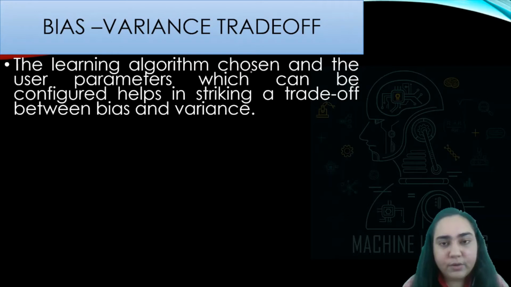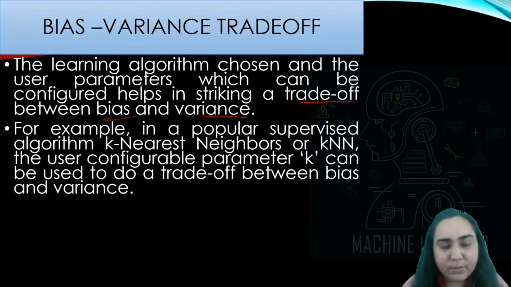The learning algorithm which is chosen and the user parameters which are configured can help to make this trade-off between bias and variance. You cannot have both of them low, but you can have them as low as possible. For example, you have a popular supervised algorithm, which is KNN, K nearest neighbor. Here you can select a value of K in such a way that you can make a trade-off between bias and variance.